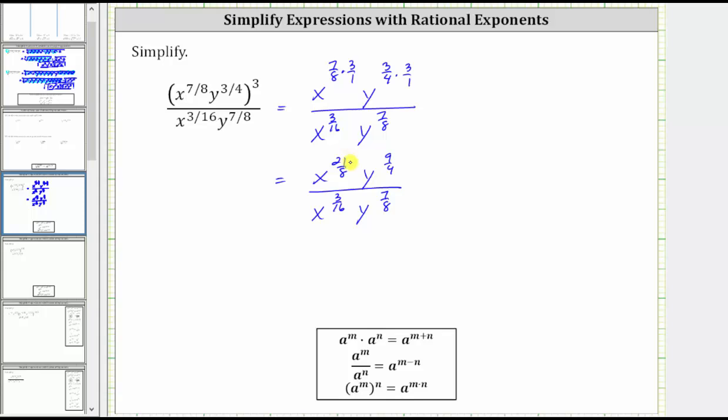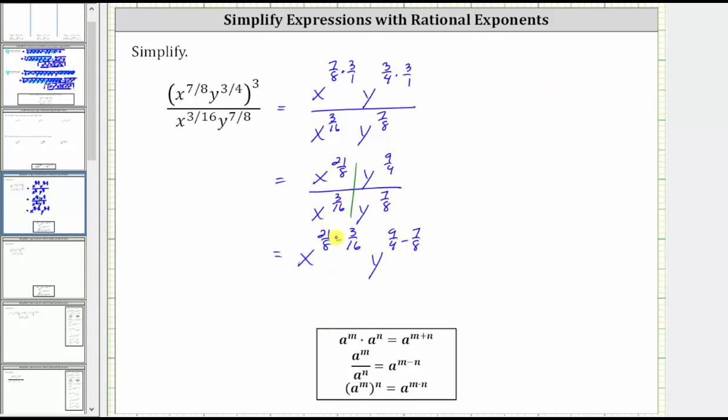And now to simplify the fraction, we divide, and we can think of this as two parts, where when dividing and the bases are the same, we subtract the exponents. And notice when subtracting, it's always the exponent of the numerator minus the exponent of the denominator. So for x to the 21/8 divided by x to the 3/16, this is equal to x raised to the power of 21/8 minus 3/16. And then for y to the 9/4 divided by y to the 7/8, this will be y to the 9/4 minus 7/8. And now let's determine these differences here on the side.